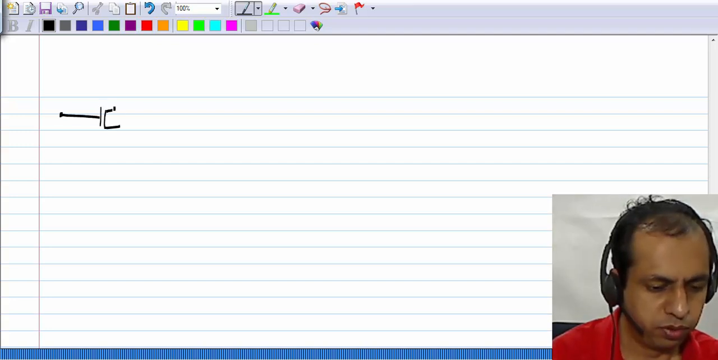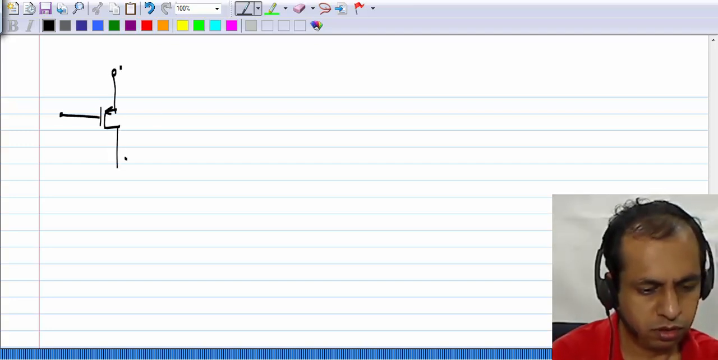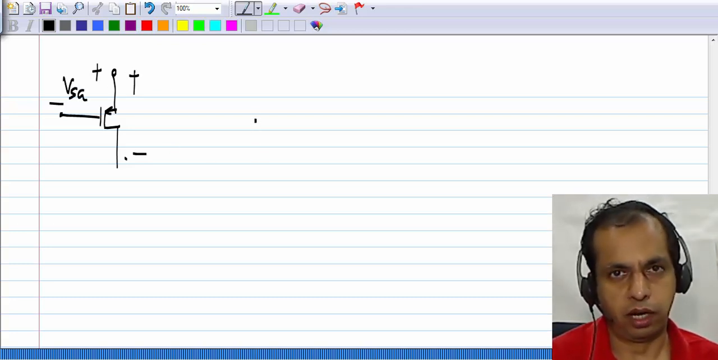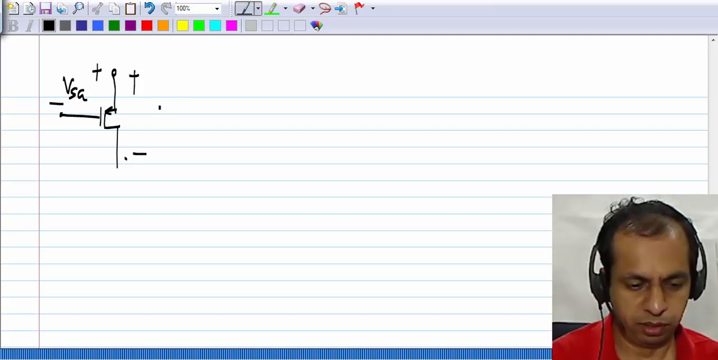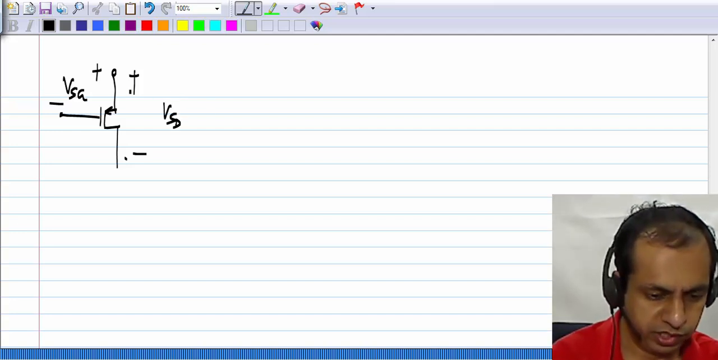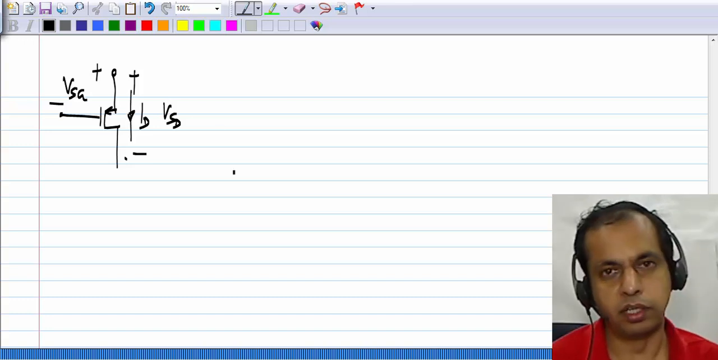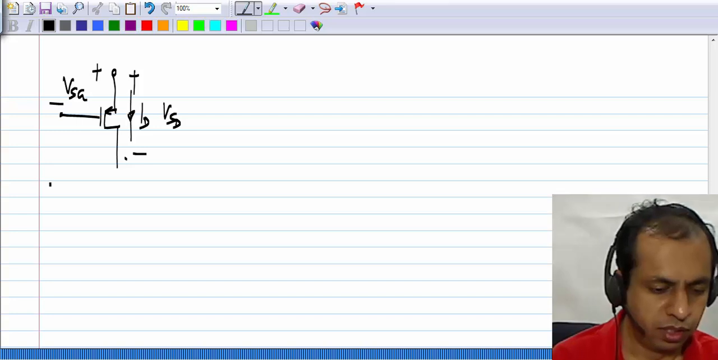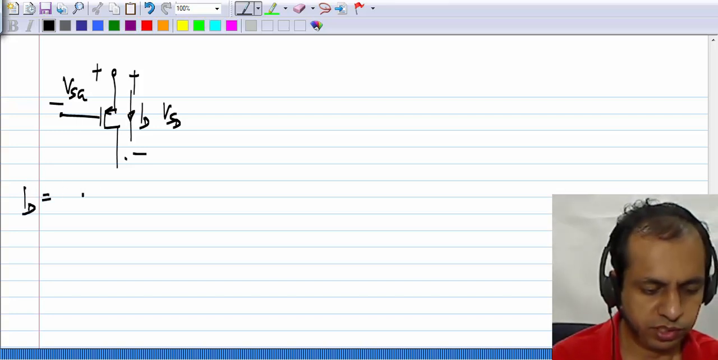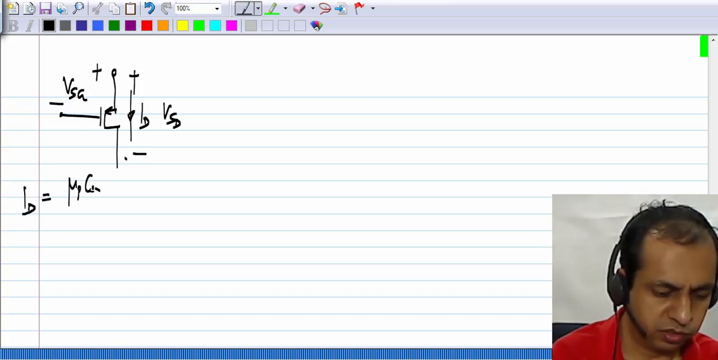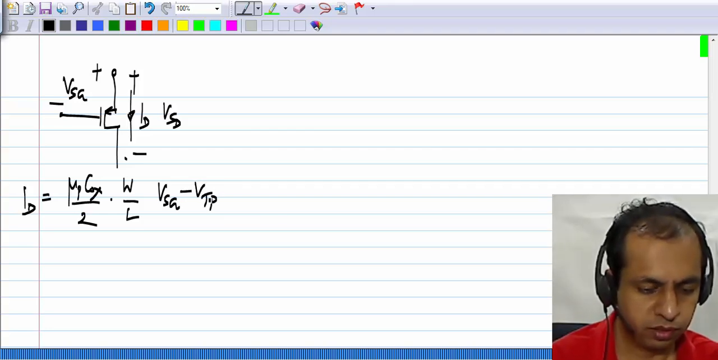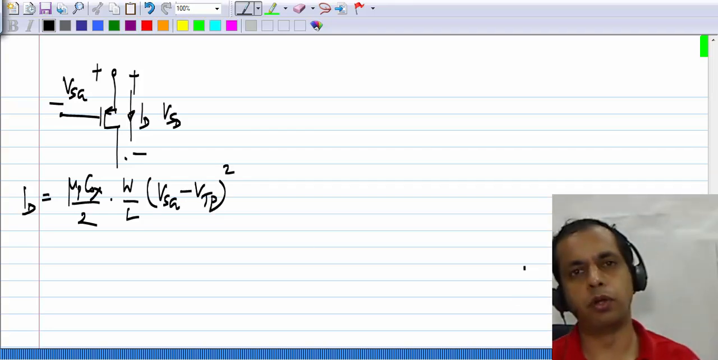So just to recap, the large signal characteristic of the PMOS transistor is described in terms of VSG and VSD, and the drain current ID is written as a function of these two voltages. I'll write down only the saturation region equation here: μP Cox/2 times W/L times (VSG minus VTP) squared. This is the model we considered.